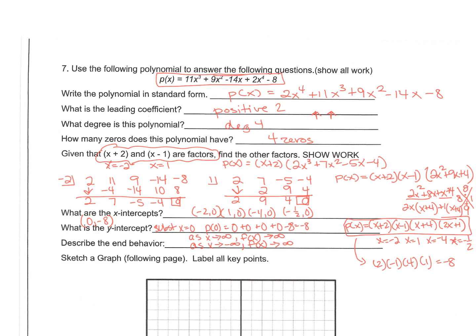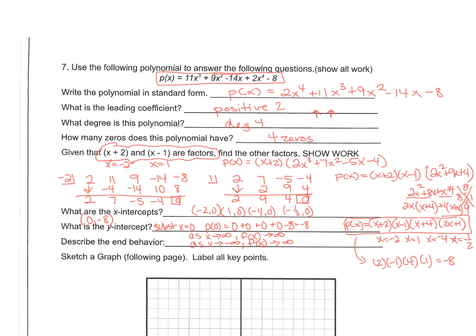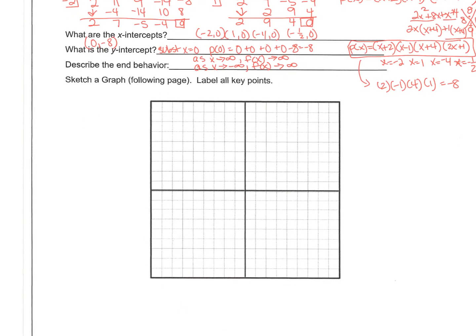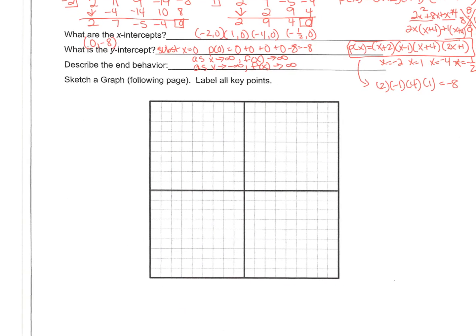So now it asks me to attempt to graph this. So let me slide my paper up. So I need to plot my x-intercepts. My x-intercepts were a -2, a +1, a -1/2, and a -4. There's no bounces, there's no multiplicity. These are all going to be simple zeros. I'm just going to go straight through. I need to plot my y-intercept, which is 1, 2, 3, 4, 5, 6, 7, 8. Looks like it's right about there, -8.